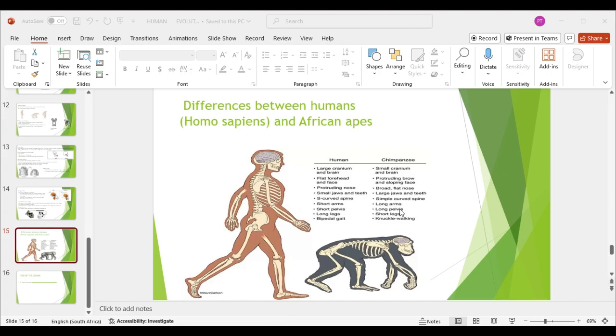Now, this is just the summary of what we have done. I have explained that in depth. Here is just a summary of the differences between the humans and also the apes.